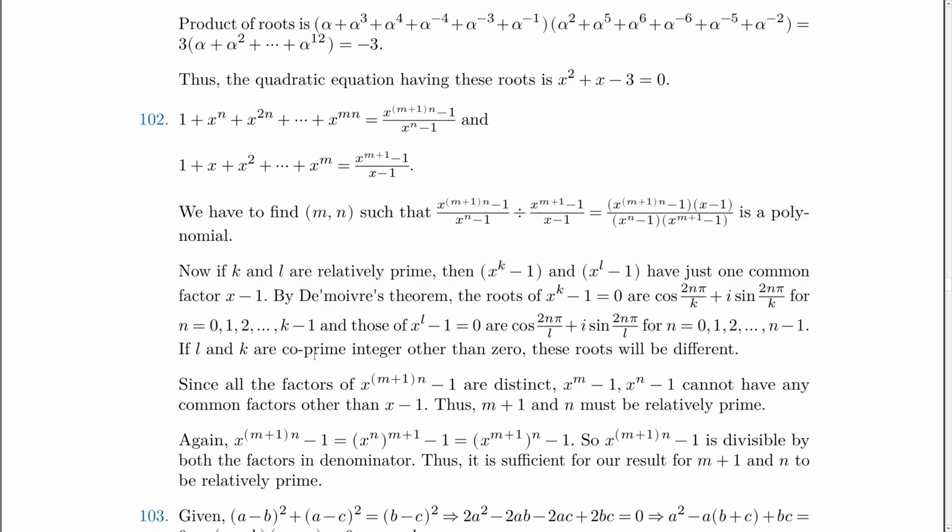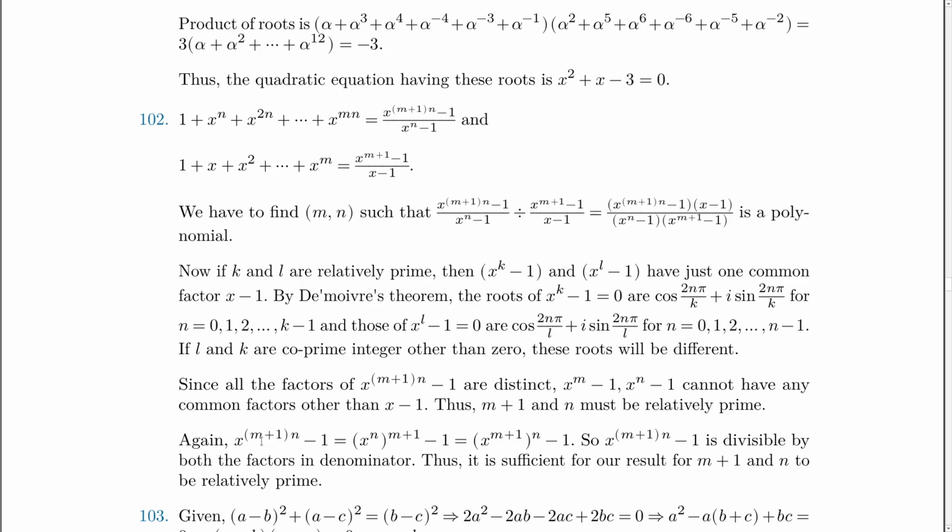Now, since all the factors of x to the power (m plus 1) into n minus 1 are distinct, x to the power m plus 1 minus 1 and x to the power n minus 1 cannot have any common factors other than x minus 1. Thus m plus 1 and n must be relatively prime.